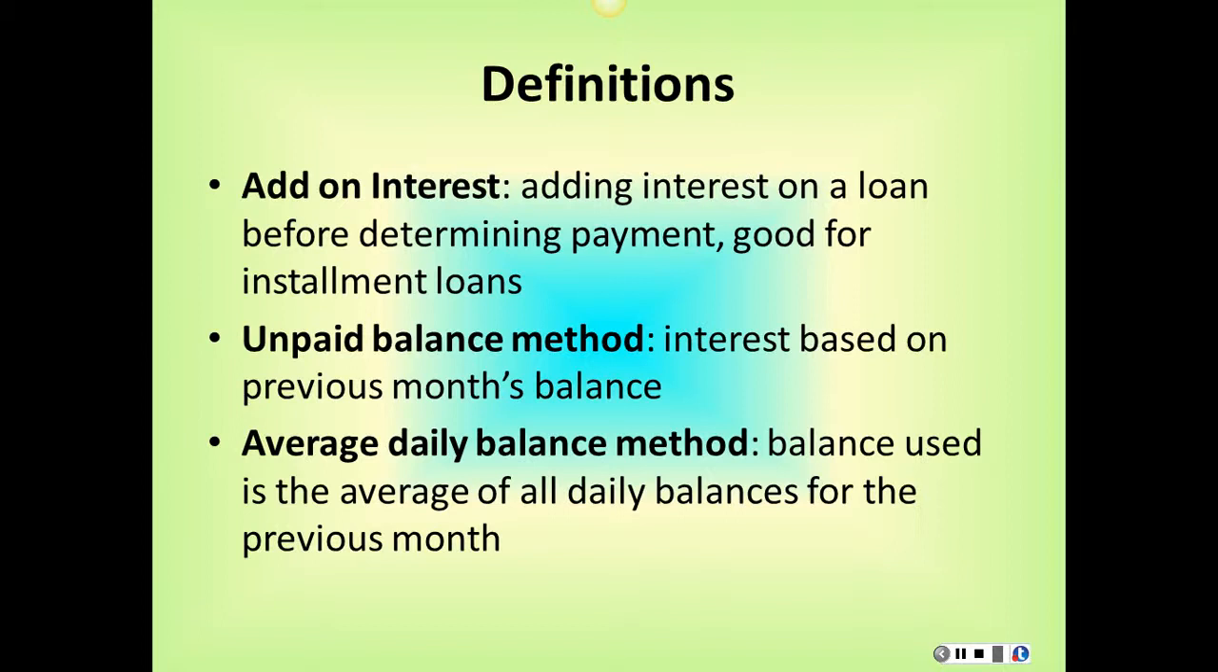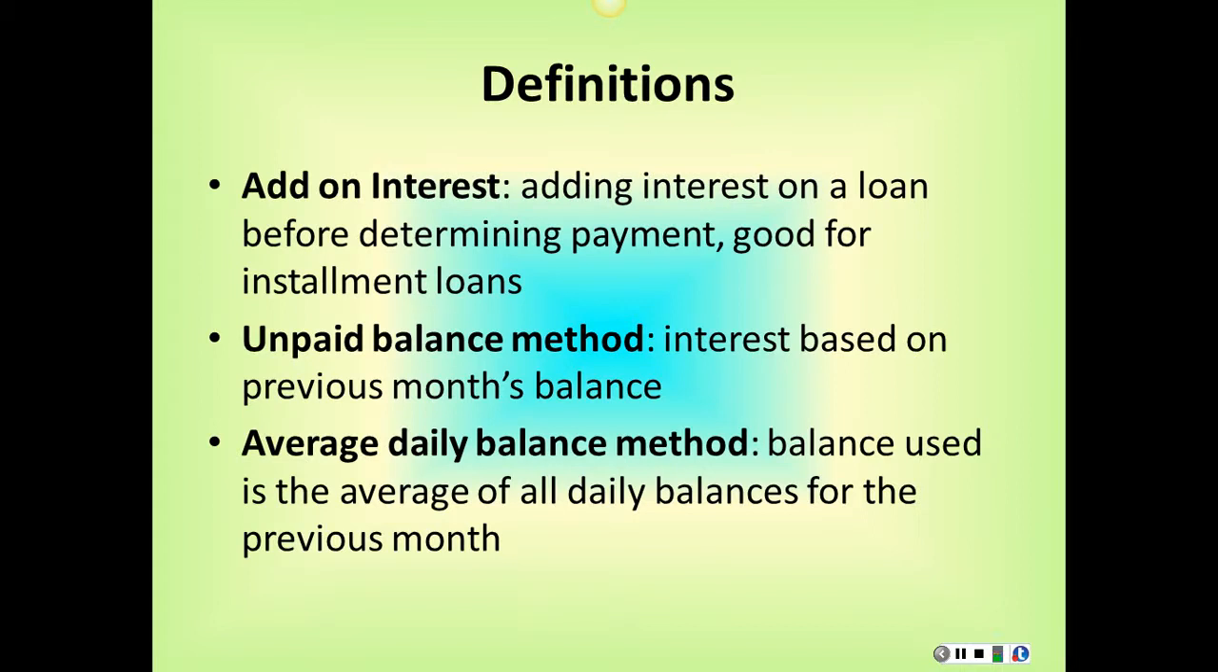Add-on interest, and we'll go over the formulas in a second, is where you add interest onto the loan before determining the payment, usually used for installment loans. So that simply means whatever the interest is, add it back on to the total amount, divide it out by the number of months you have to pay, and that's your monthly payment.